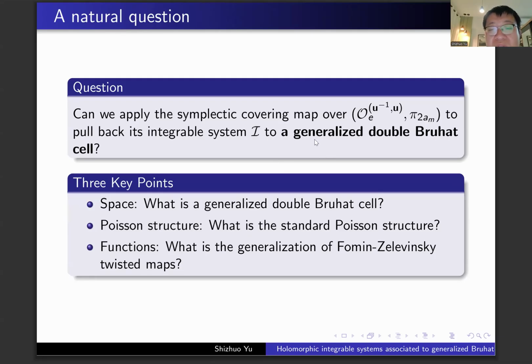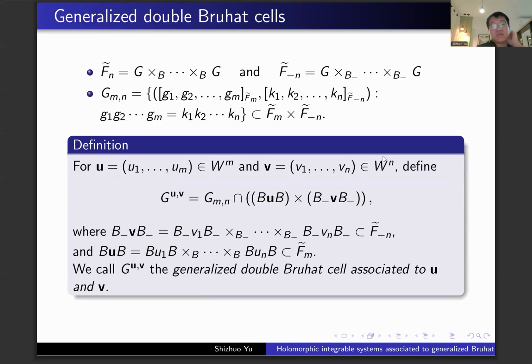If we call it a generalized double Bruhat cell, the question is what is this space, the so-called generalized Bruhat cell, and what is the standard Poisson structure on the generalized Bruhat cells, and what are the Kogan-Zelinsky twisting maps on the generalized Bruhat cell, and how can we apply the symplectic covering maps over the generalized double Bruhat cells to the generalized double Bruhat cell? It is a natural question. And later we will introduce this part.